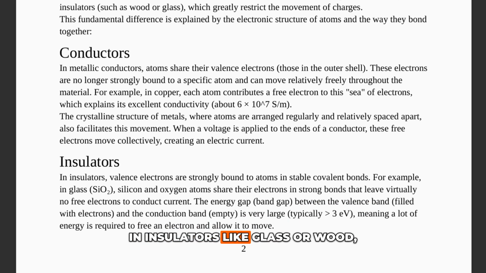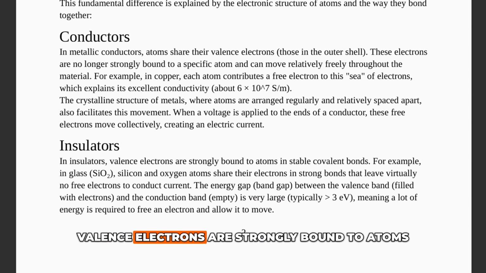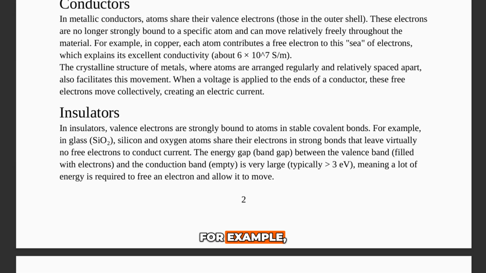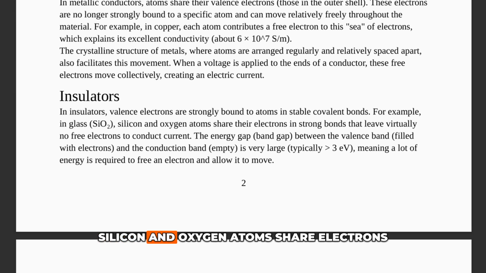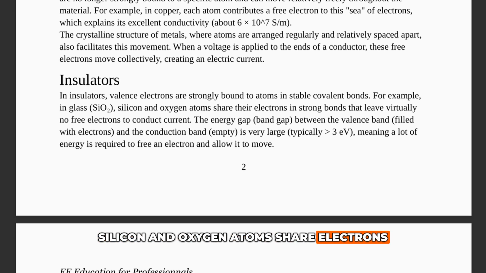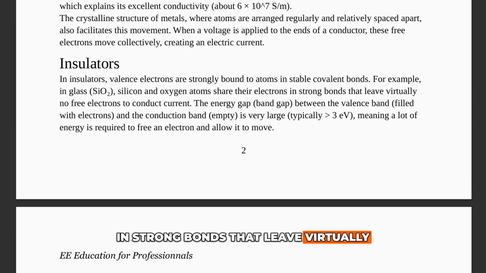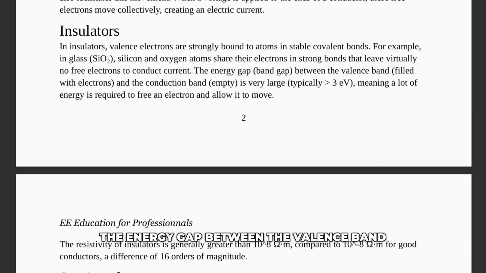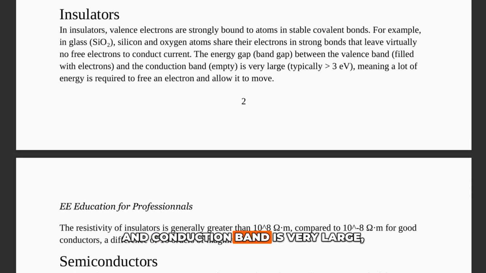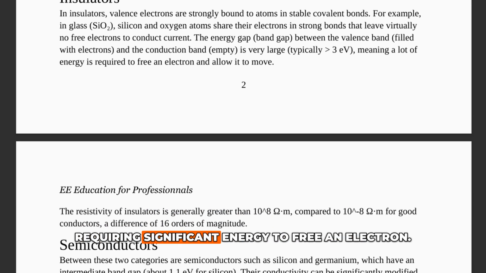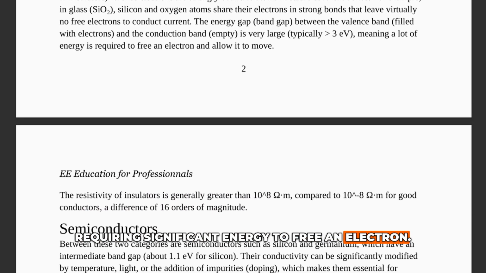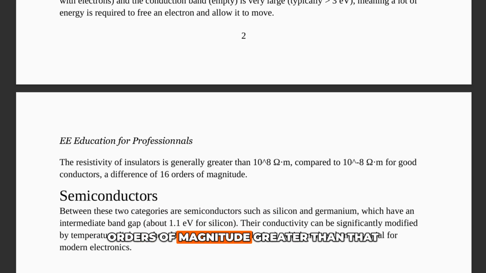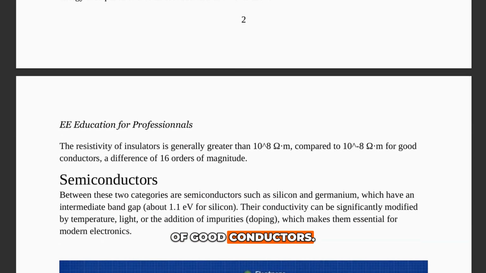In insulators like glass or wood, valence electrons are strongly bound to atoms in stable covalent bonds. For example, in glass, silicon and oxygen atoms share electrons in strong bonds that leave virtually no free electrons to conduct current. The energy gap between the valence band and conduction band is very large, requiring significant energy to free an electron. The resistivity of insulators is generally many orders of magnitude greater than that of good conductors.